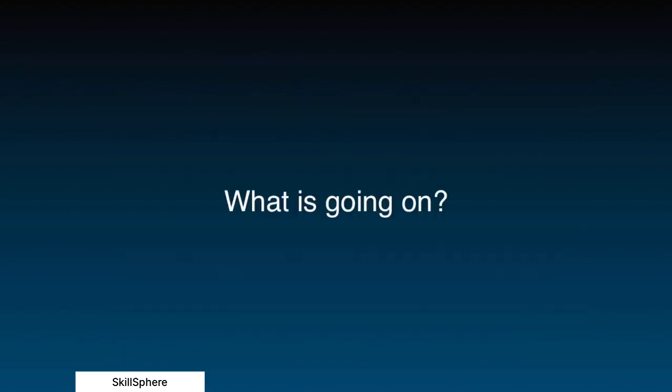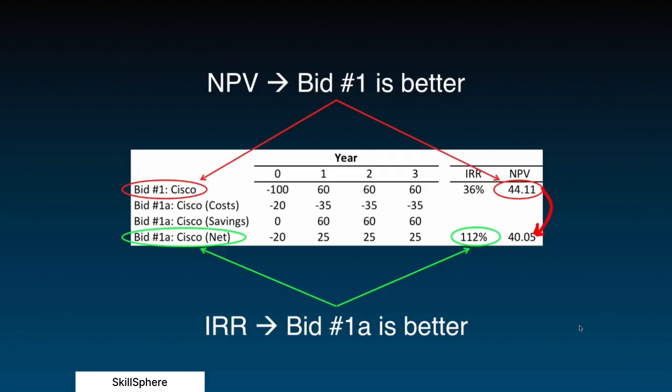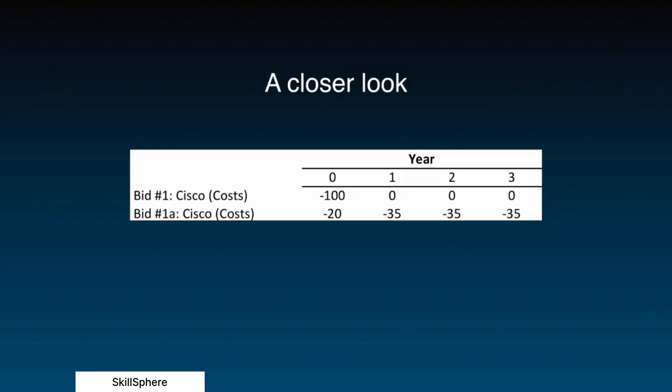What's going on here? NPV says bid 1 is better, right? 44.1 is bigger than the 40.05. IRR says bid 1A is better because the 112% return is better than 36% return. What do we do? Well, let's take a closer look. That's the first thing we do.